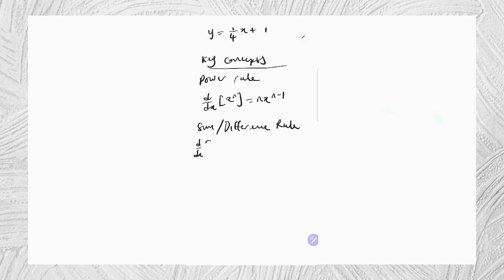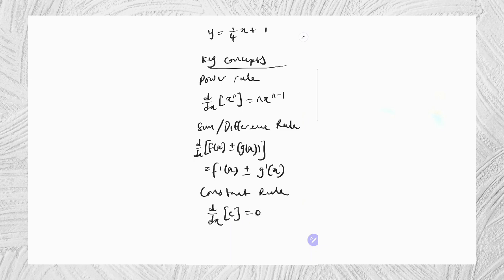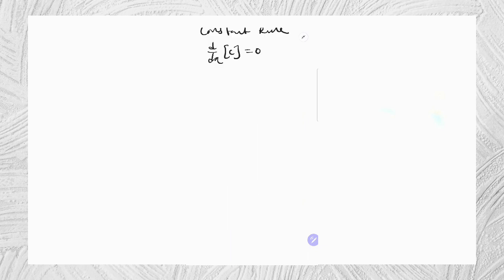Now for the sum or difference rule, when you differentiate f of x plus or minus g of x, you get the differentiation of f of x plus or minus the differentiation of g of x. And as for constant rule, differentiation of any constant is equal to 0. Now for constant multiple rule, when you differentiate constant c times f of x, you get the constant times the differentiation of f of x.